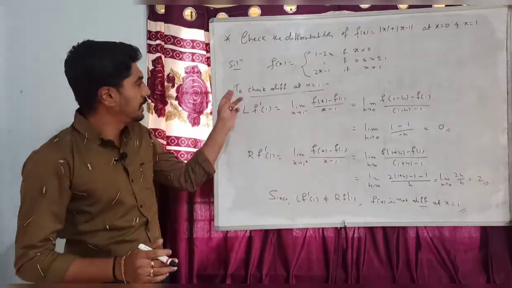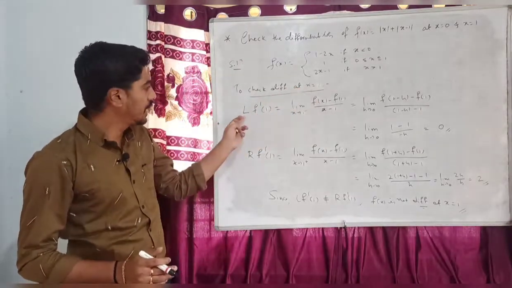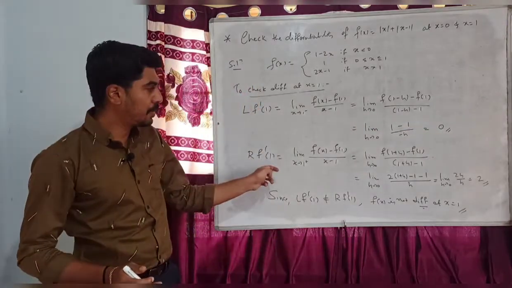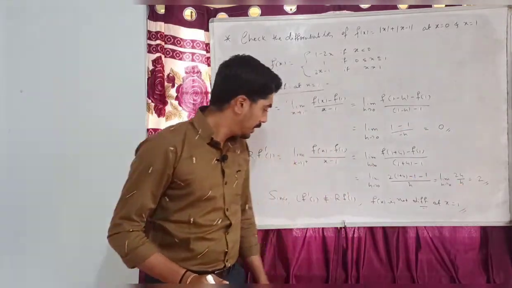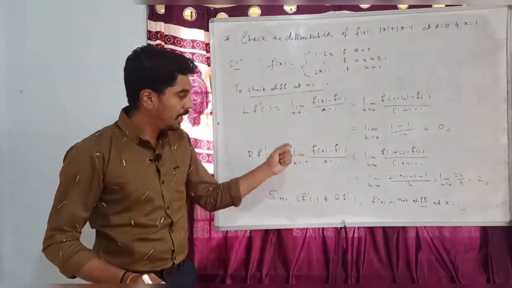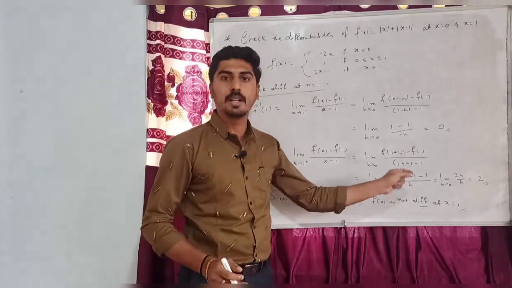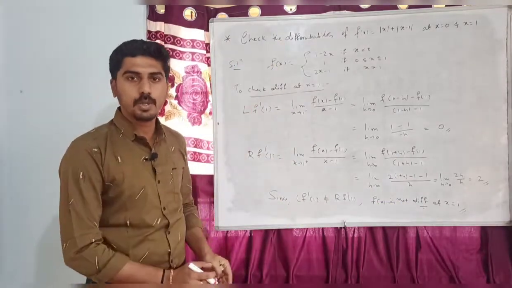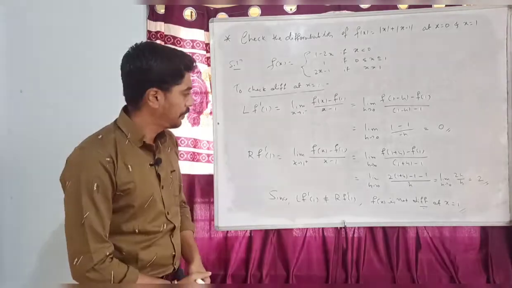Similarly, if I check the differentiability at x equal to 1, I get left hand derivative as 0, right hand derivative as 2. Since left hand derivative and right hand derivative are not equal at x equal to 1, f of x is not differentiable at x equal to 1. So this function is not differentiable at x equal to 0 and x equal to 1.